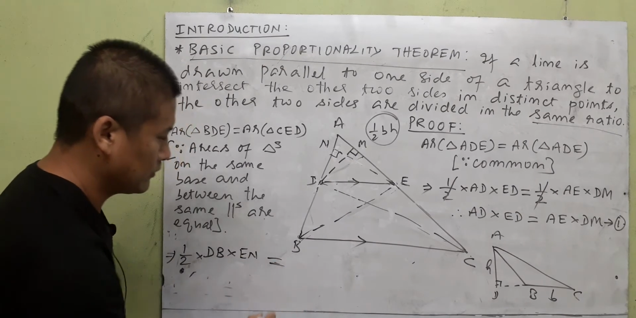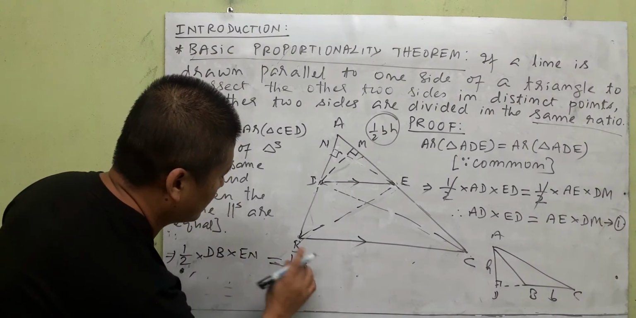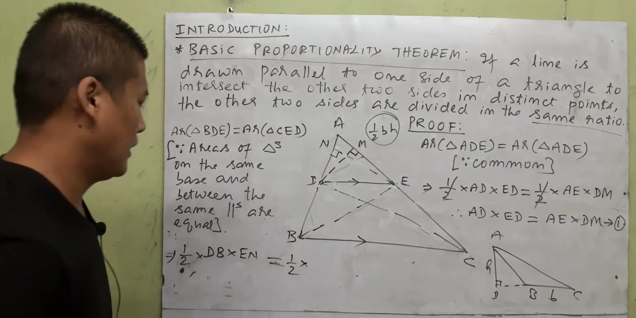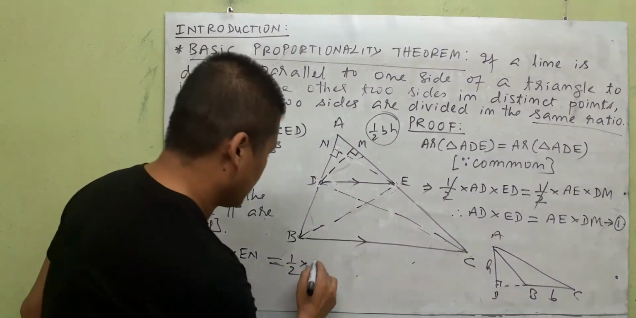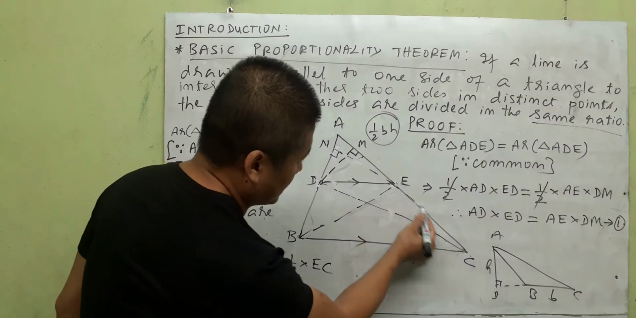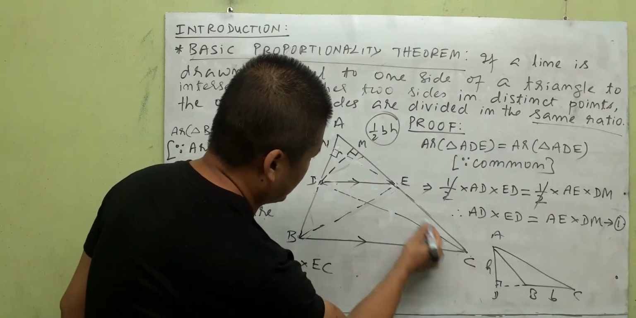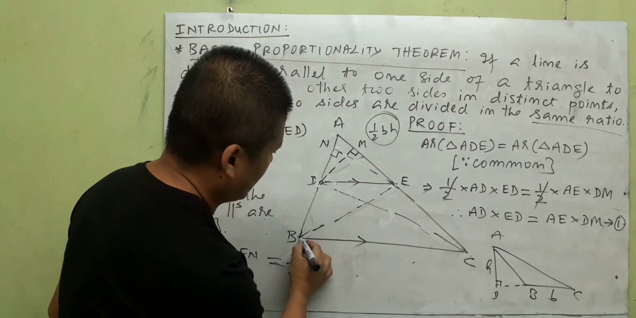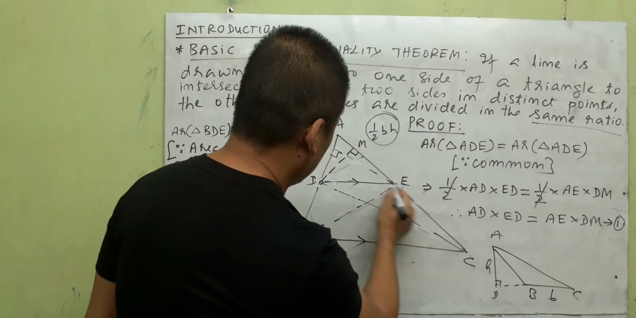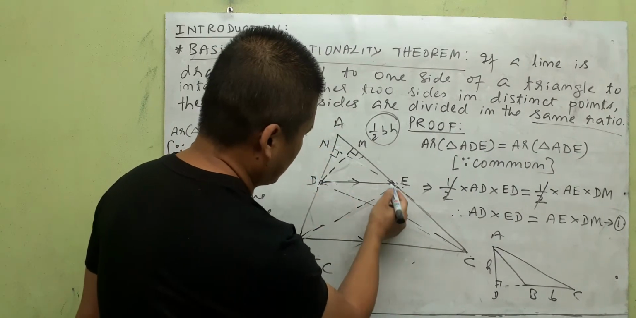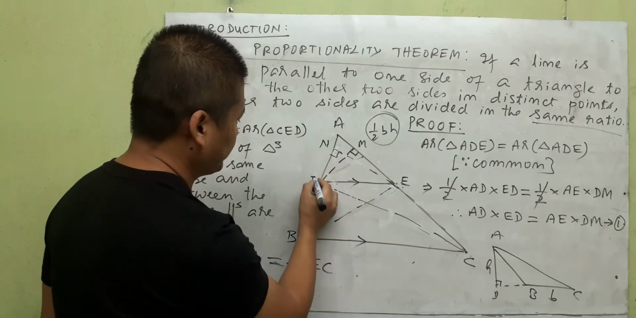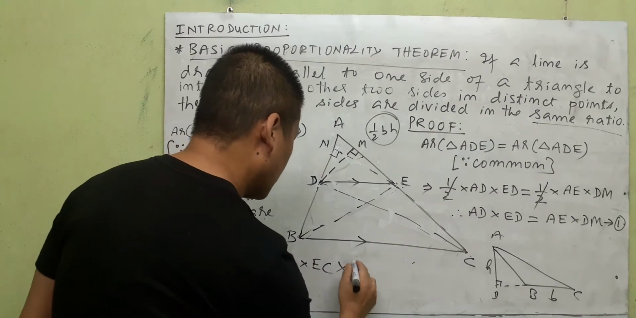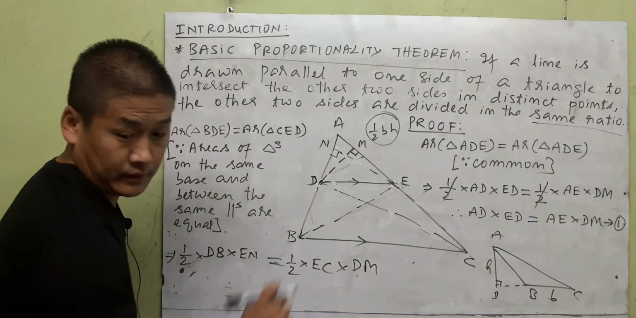That will be equal to half into, for the other triangle CED. Let us take this one, EC, as the base. Then the perpendicular will come from the opposite vertex. So for CED, the opposite vertex to this side is this D, and the perpendicular here is DM. So we write here DM, half into base into height.